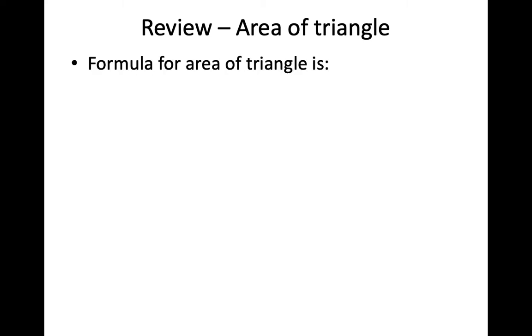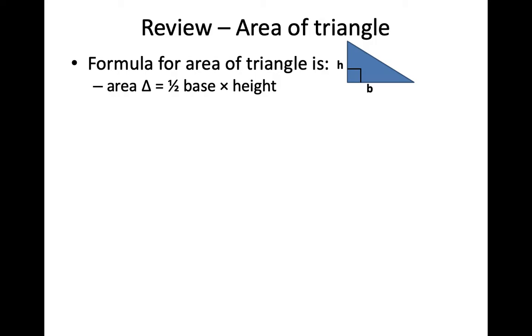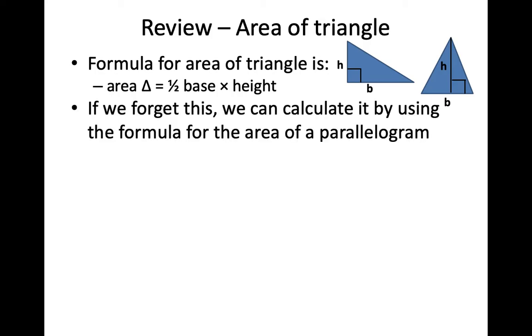Alright, so let's do a quick review. The formula for the area of a triangle is 1/2 the base times the height. So right there's my base, it's a right angle, so there's my height, perpendicular to my base. 1/2 base times height is the area of a triangle.